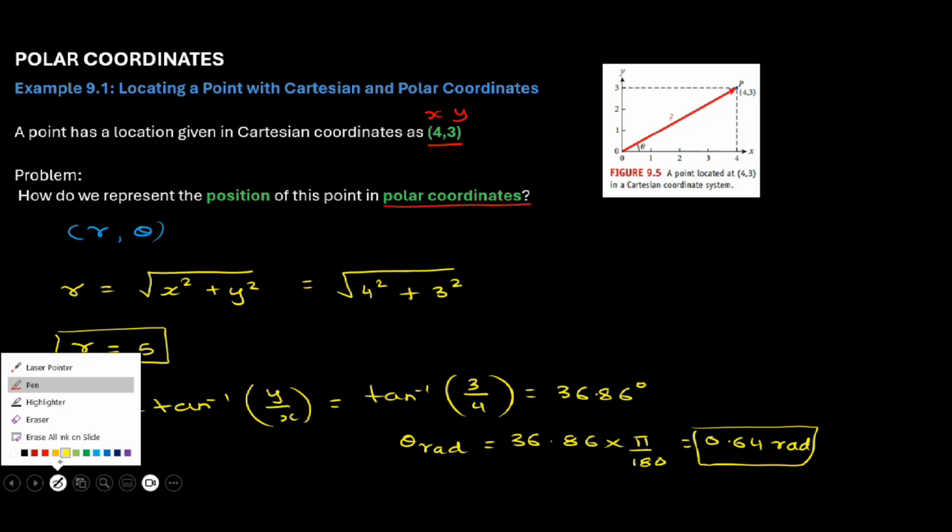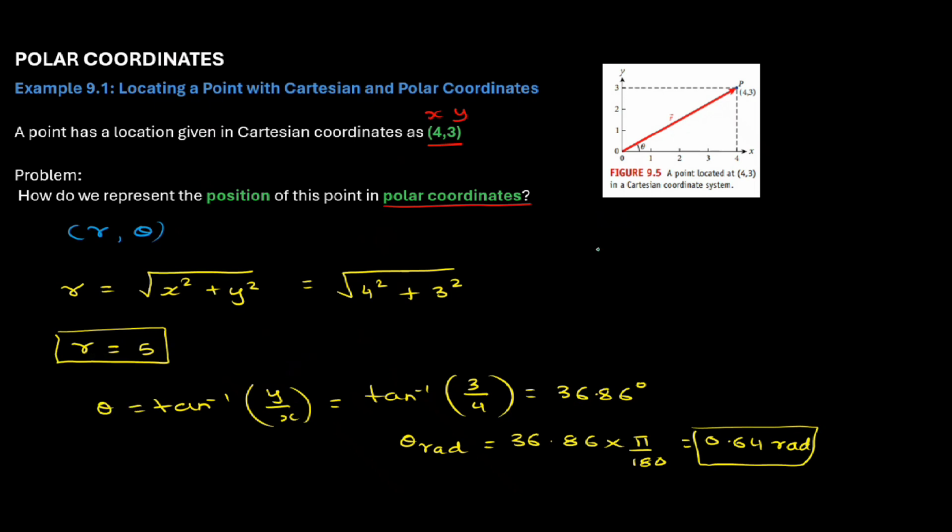So now we can write our polar coordinates as r comma theta equal to 5 comma 36.86. This is in degrees. Or if you want to write the same thing in radians, you can write 5 comma 0.64 radian.